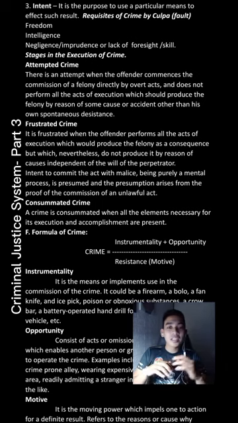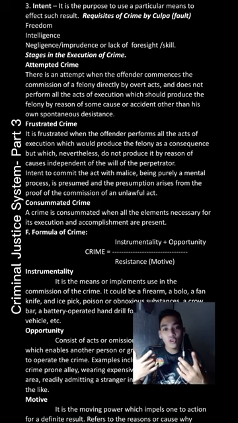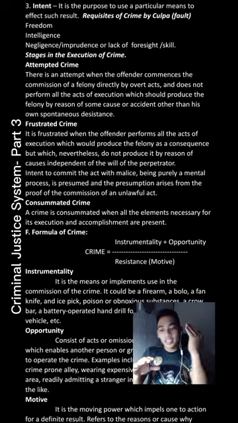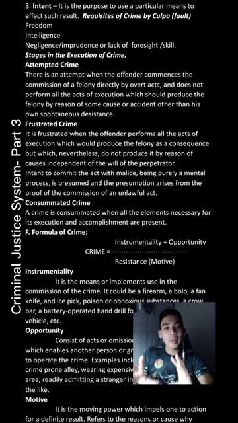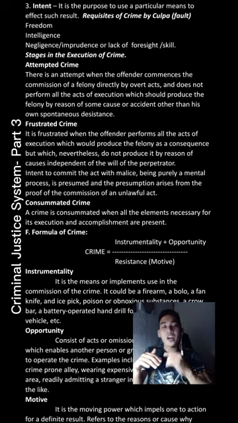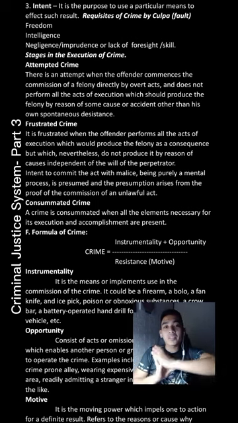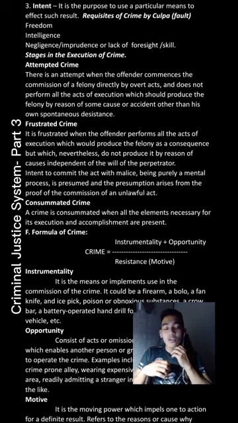In frustrated crime, the accused was already burning. The house has already started to burn. There is already fire causing the property to be damaged. But by reason of causes independent of the will of the perpetrator or the accused, there was prevention. It's about to burn, but it was frustrated. It was stopped. It already produces the felony, but does not complete it by reason of causes independent of the will of the perpetrator, because someone prevents it by throwing water, or the fireman was already there, so it does not result in the entire burning. It only stops it, so the house is not entirely burned.